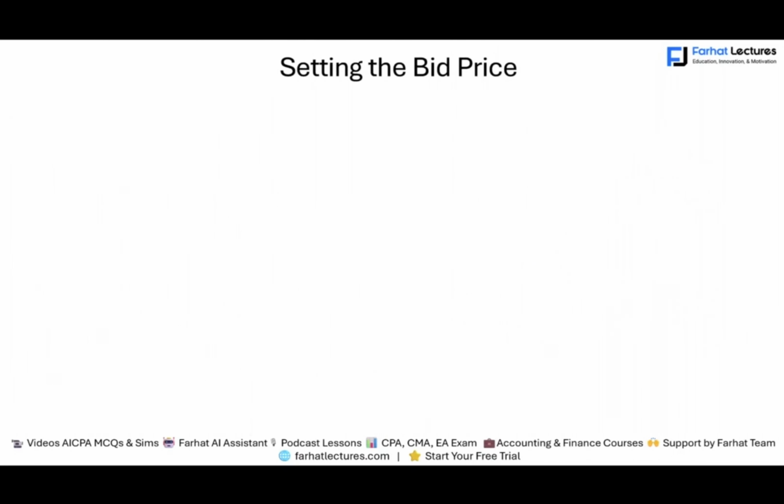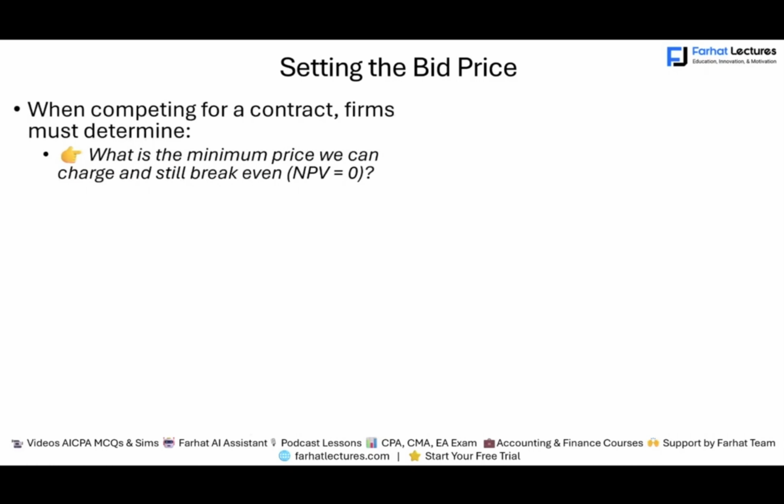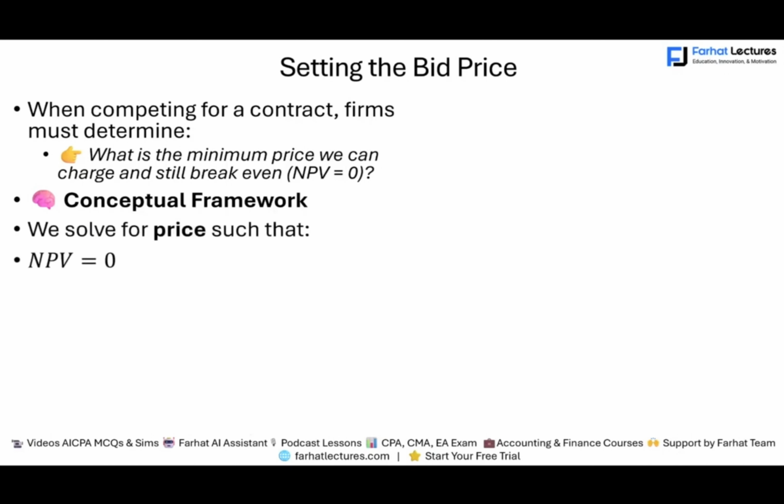Another way to use operating cash flow is to set the bidding price. Sometimes you might be competing for a contract. You have to find what is the minimum price I can charge and still break even on NPV. So the NPV equals 0. The point here is to solve for the price where the NPV equals 0.